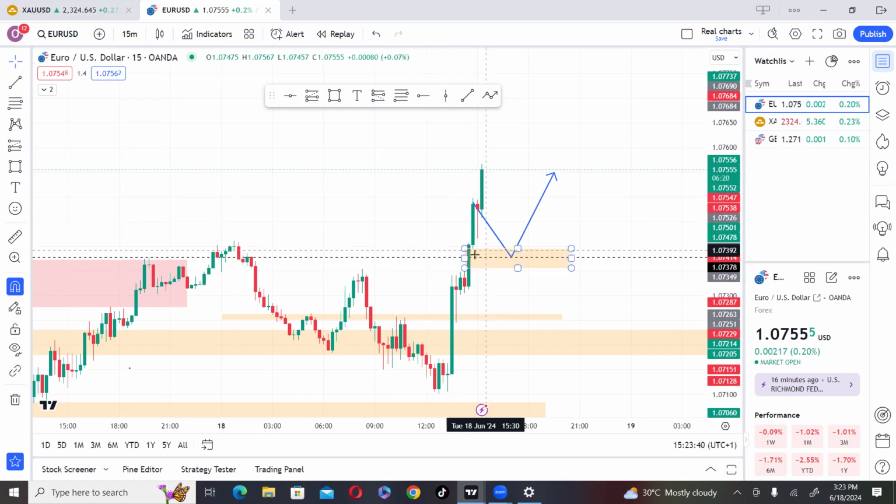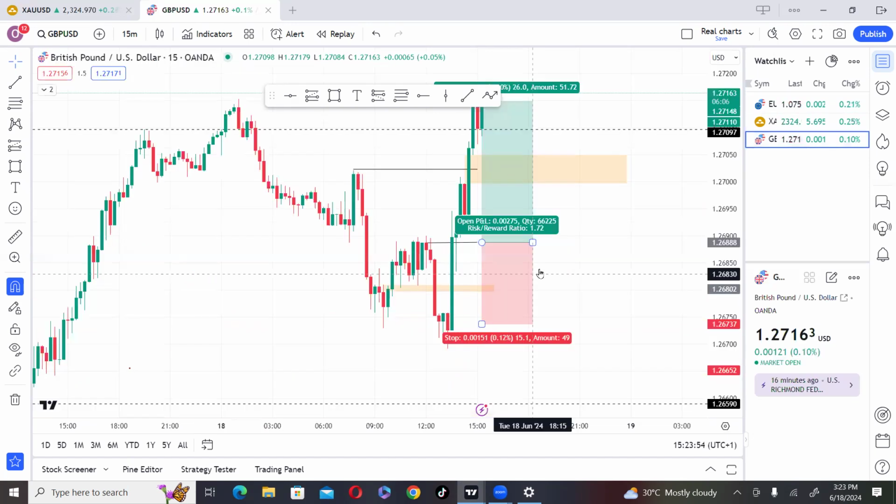A retest into this fair value gap or this previous day's high would have been nice. You can see how the previous day's high is just in the middle of the fair value gap. Price has not given us that, and is still pushing to the upside. Like, this is happening twice already.